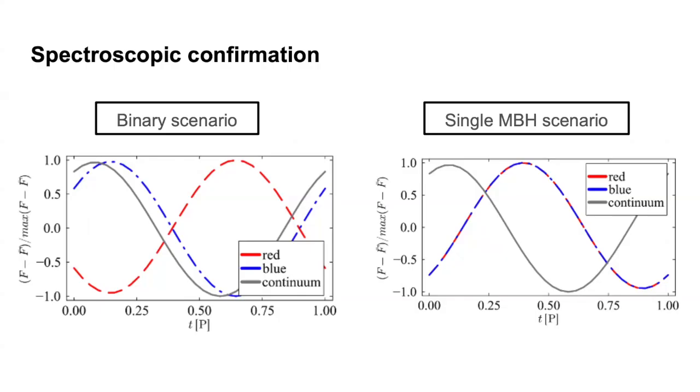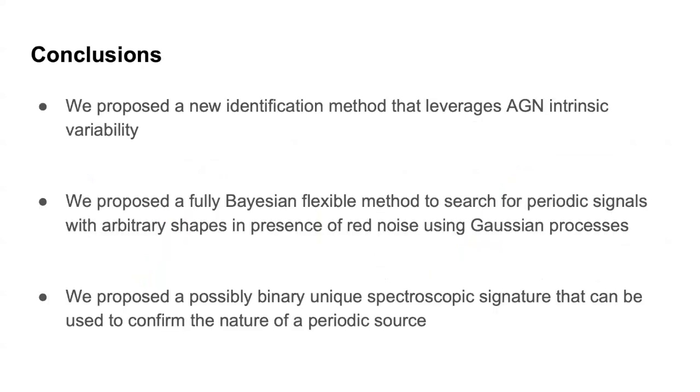So this can be used as a sort of signature of the effective presence of a massive black hole binary in the spectroscopy to confirm what we find in photometry. So yeah, these are basically the conclusions.